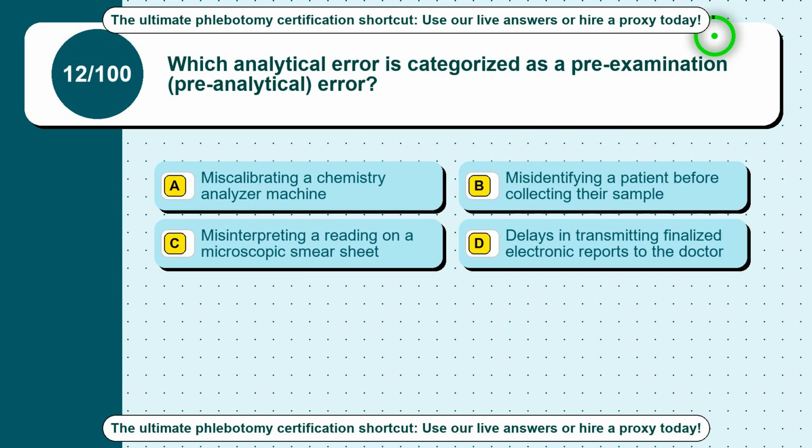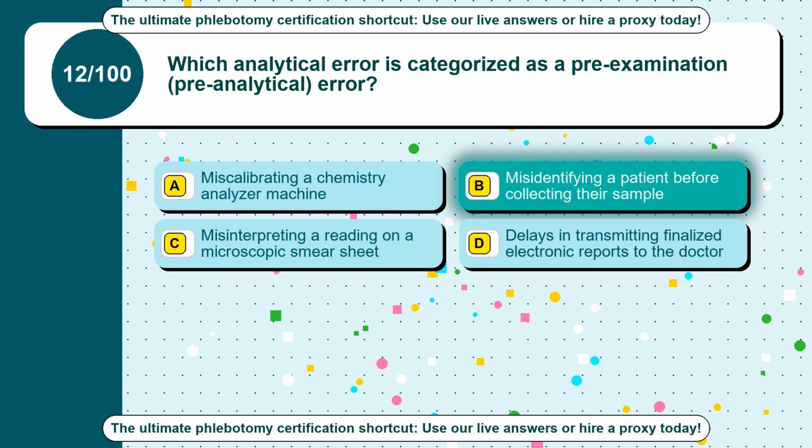Question 12. Which analytical error is categorized as a pre-examination, pre-analytical error? Option A. Miscalibrating a chemistry analyzer machine. Option B. Misidentifying a patient before collecting their sample. Option C. Misinterpreting a reading on a microscopic smear sheet. Option D. Delays in transmitting finalized electronic reports to the doctor.